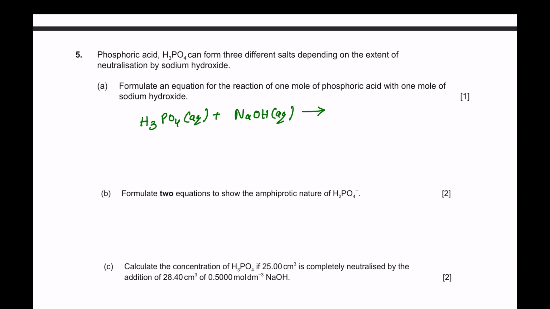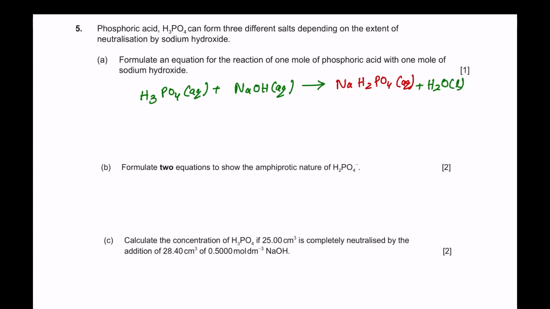This is an acid-base reaction. So obviously in an acid-base reaction, water is a byproduct, and we will have a salt. Salt would be NaH2PO4. This is the reaction. Now we have to write 2 equations to show the amphiprotic nature of H2PO4 minus. So here basically we have to write 2 equations that will show the acidic nature and the basic nature of H2PO4 minus. So pretty easy.